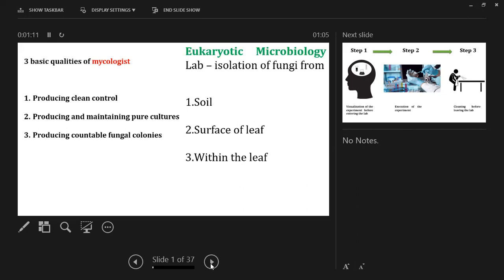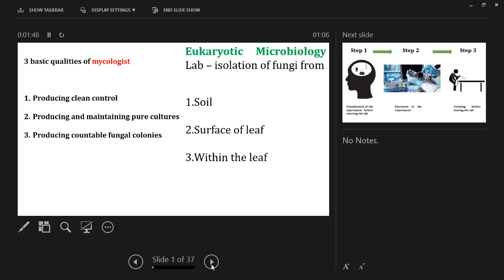Okay, so I would say personally that a basic quality of a mycologist, those who study fungi, is the ability to produce a clean control plate. When you use a potato dextrose agar or subculture, your plate should be clean, meaning you should not contaminate with environmental fungi. The second thing is producing and maintaining pure cultures. Again, it's just a repetition of the first condition. If you are able to produce a clean control, you will be producing a pure culture. That is a culture with only one species of fungi.